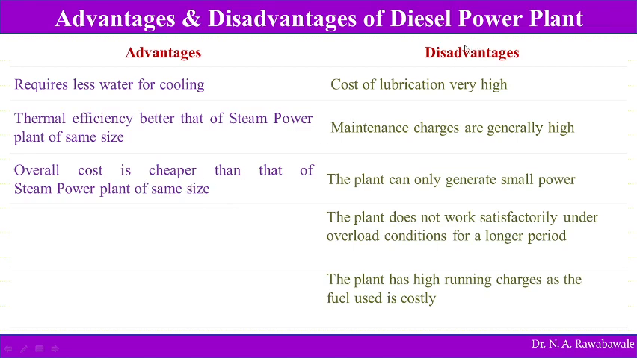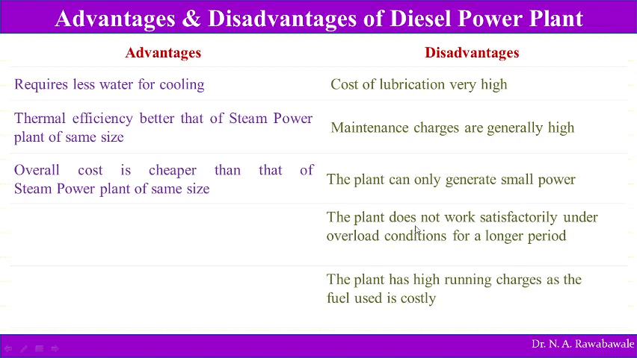Then the disadvantages of a diesel power plant are, first, the cost of lubrication is very high. As there are moving, reciprocating parts in this diesel engine, lubrication is a very essential factor, and it costs very much. Then maintenance charges are generally high, as the lubrication as well as the reciprocating parts are in this diesel engine, therefore the maintenance charges are high. Then the plant can only generate small power, so it is not suitable for large power generation in megawatts. It is feasible only for very low power generation.